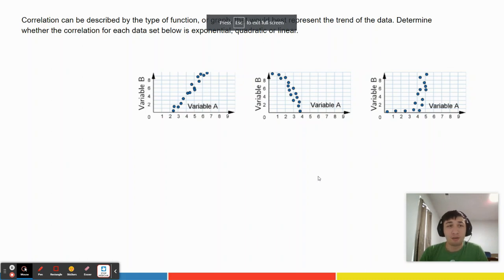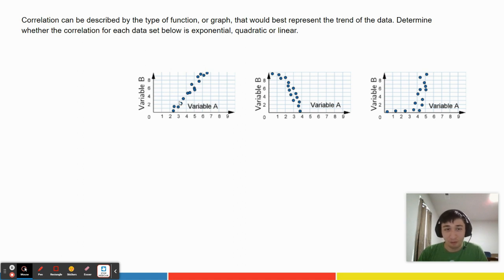Okay, so today we're going to be looking at correlation and what the data will kind of be looking like. So here we've got this question that says correlation can be described by the type of function or graph that would best represent the trend of the data. Determine whether the correlation for each data set below is exponential, quadratic, or linear. Now, the first thing to notice about all of these is that the data is pretty well packed together.